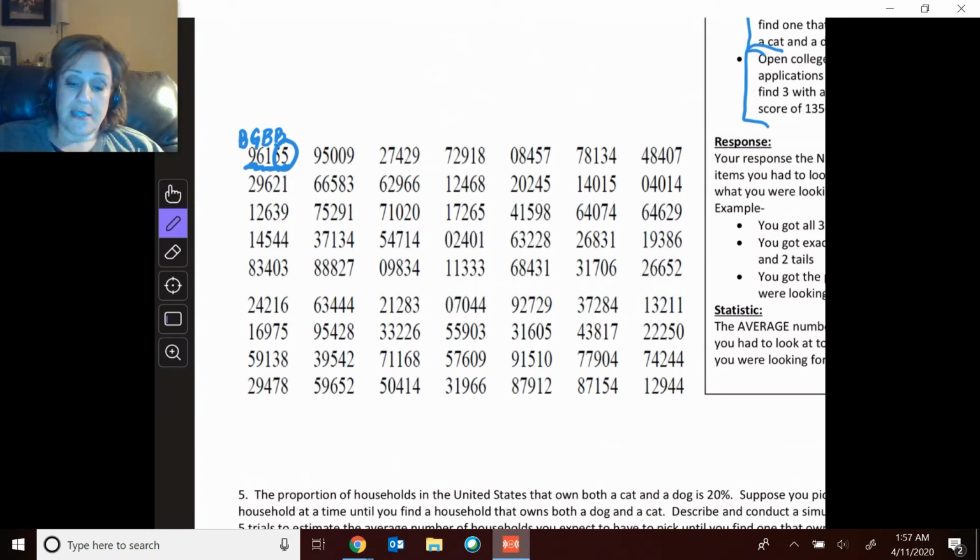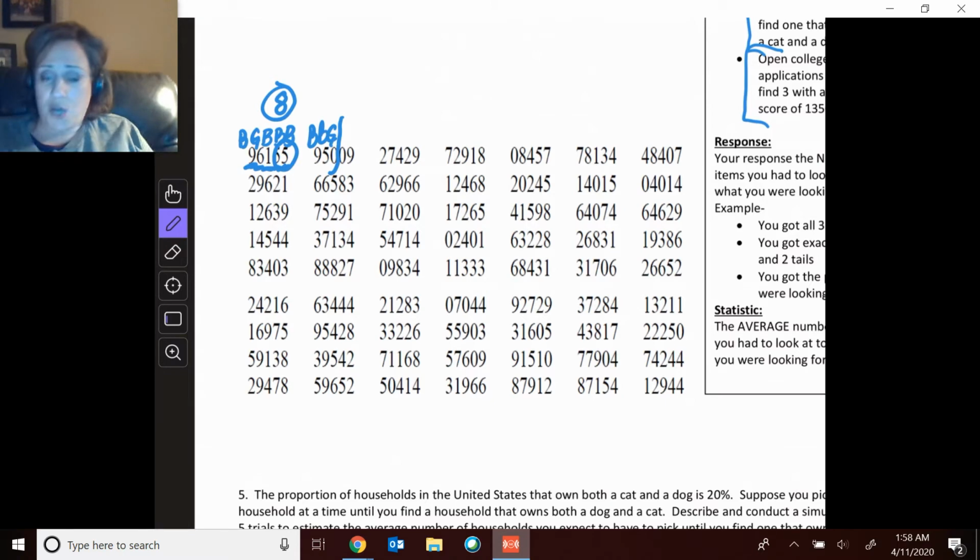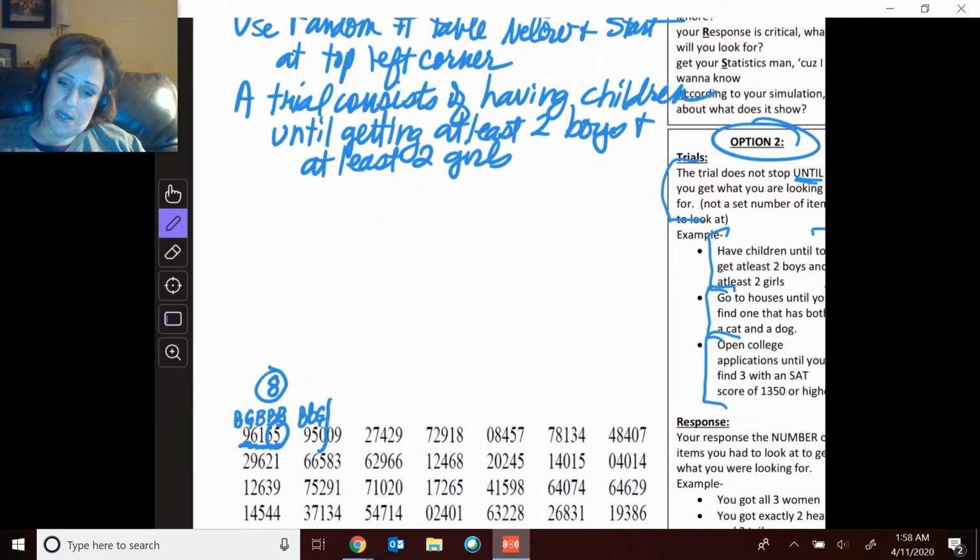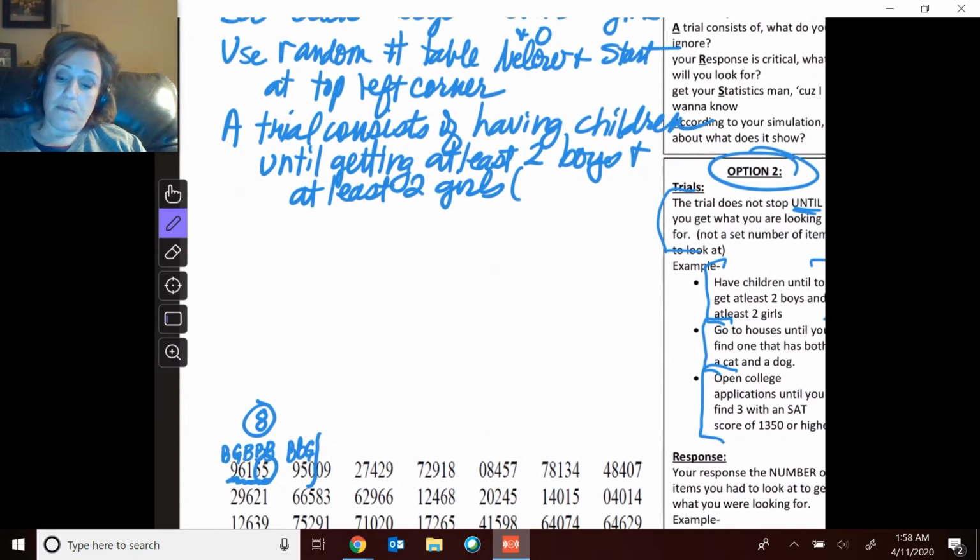Okay, so yes, that was again another boy. So then there's another boy, and 0 was our girl. Okay, whoa. So that couple had to have 8 children to get at least 2 boys and 2 girls. See, I stopped right there because I had 6 boys, yikesies, and then 2 girls. Okay, all right. So up here, you may make note.